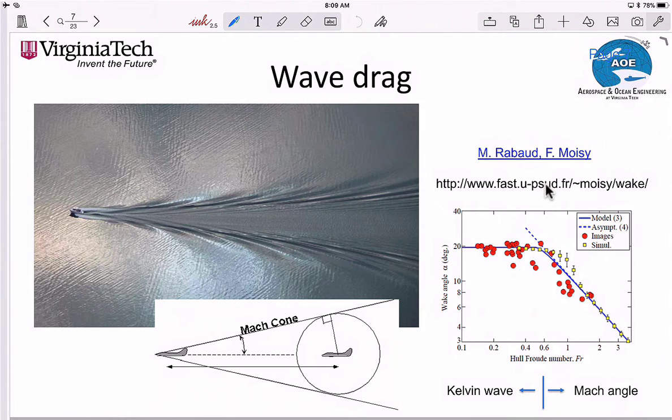So here's a chart that shows this. Below some speed, the wake angle, that's what this axis is, is the 19.5 degrees. And then above some critical Froude number, the wake narrows substantially. So this region here is very similar to what we see in the Mach cone for supersonic flight. So for this high-speed ship here, we end up with an angle that's very much narrower than 19.5 degrees.